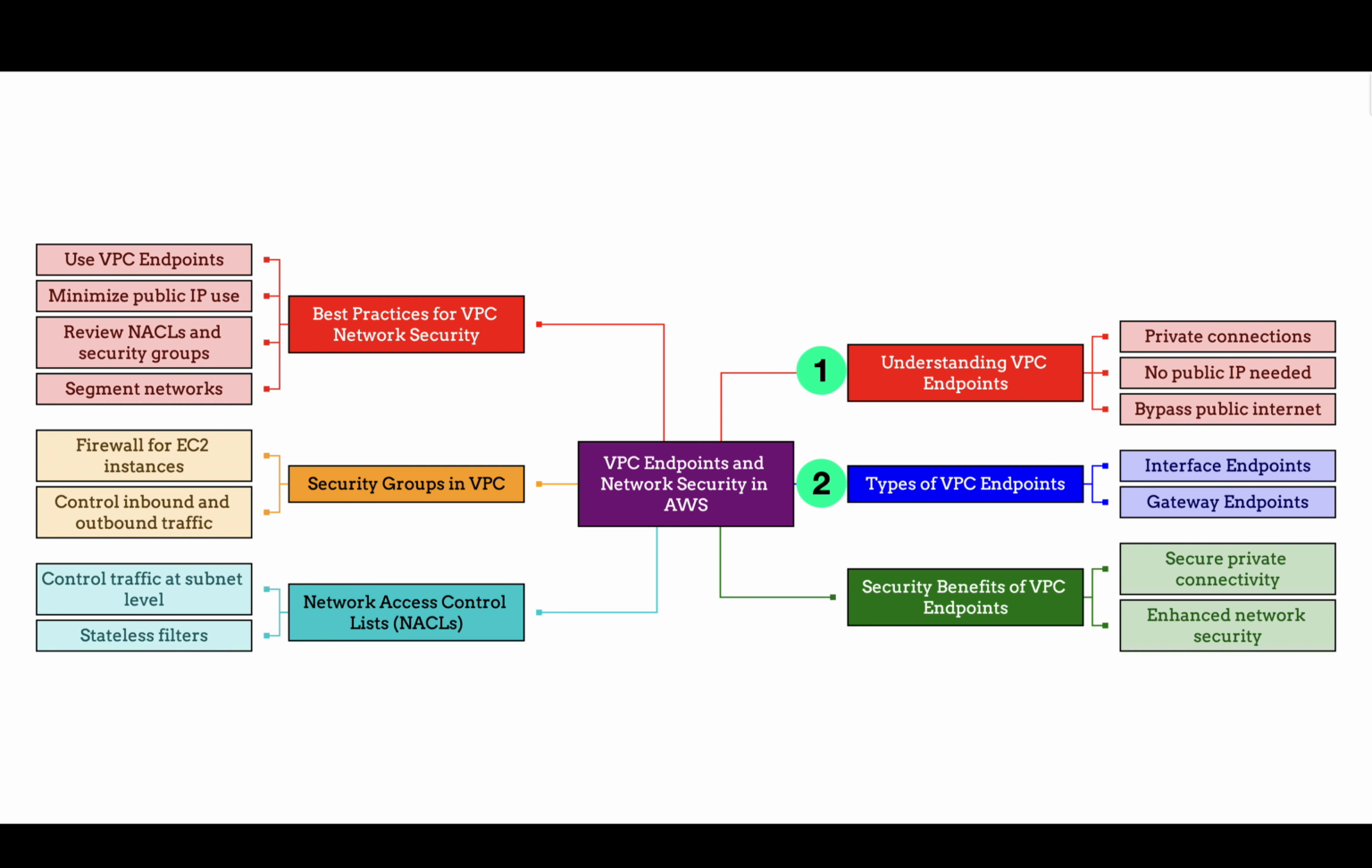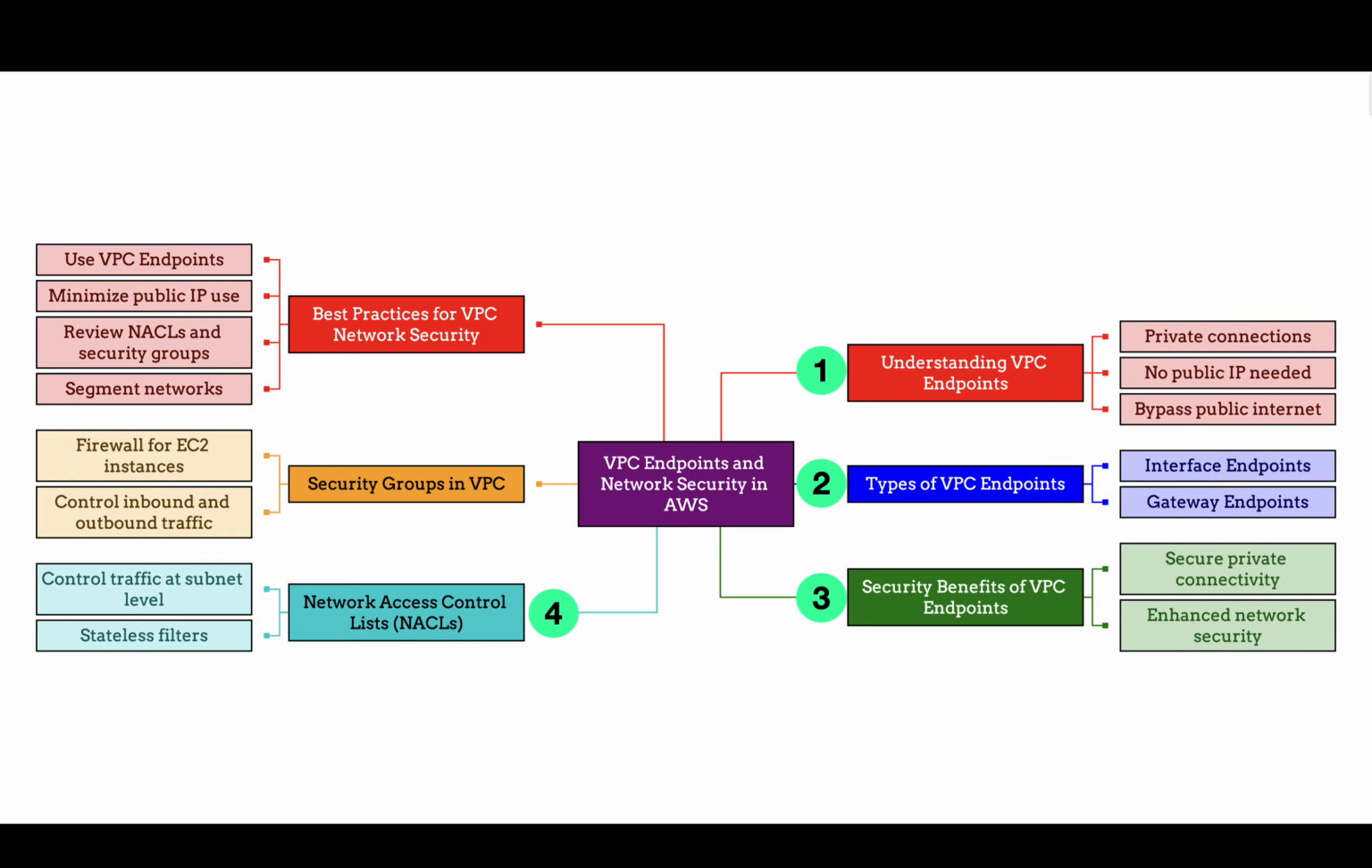2. Types of VPC endpoints include interface endpoints, PrivateLink, and gateway endpoints, each serving different use cases and AWS services. 3. Security benefits of VPC endpoints: they provide secure, private connectivity to AWS services, enhancing network security by keeping traffic within the AWS network.